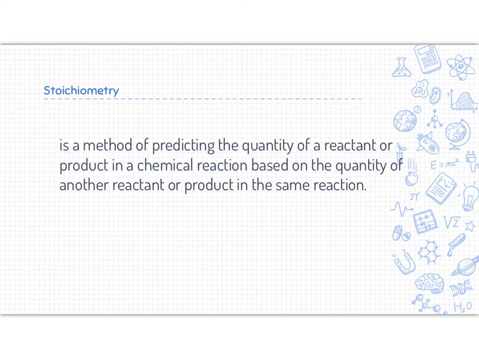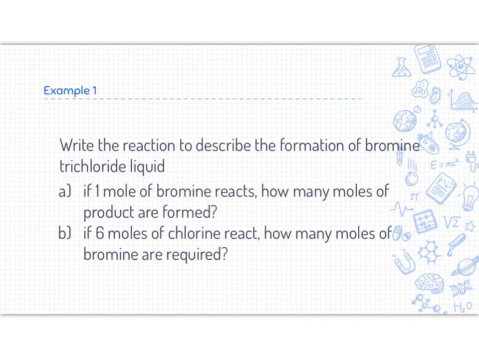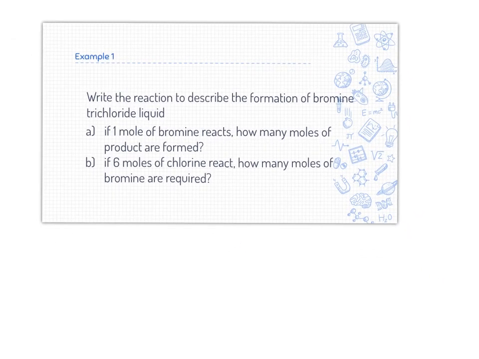Stoichiometry is a method of predicting the quantity of a reactant or a product in a chemical reaction based on the quantity of another reactant or product in the same reaction. So to take a look at the idea, let's use this example. Write the reaction to describe the formation of bromine trichloride liquid.